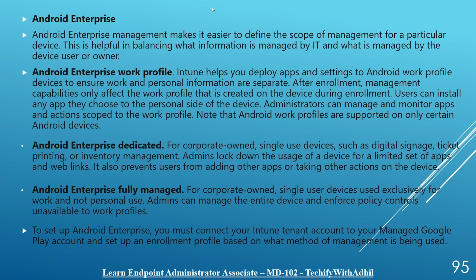To set up Android Enterprise, you must connect your Intune tenant account to your managed Google Play account and set up an enrollment profile based on what method of management is being used. So this is the first thing: to set up Android Enterprise, you must connect your Intune tenant account to the managed Google Play account. You must connect both and set up the enrollment profile based on the management method being used.